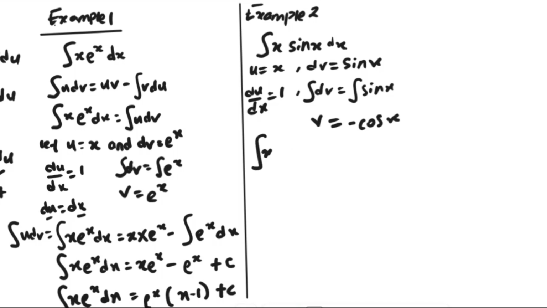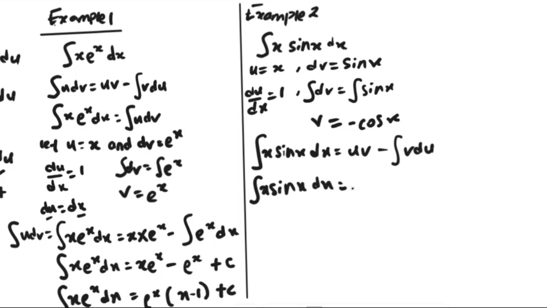So it means integral x sine x dx will give us uv minus integral v du. So integral x sine x dx will give us our u, that is x, multiplied by our v, minus cos x, minus integral v, minus cos x, du. And our du from here, if we cross multiply, du will give us 1 times dx. So it means du is equal to dx. So this will be minus cos x dx.